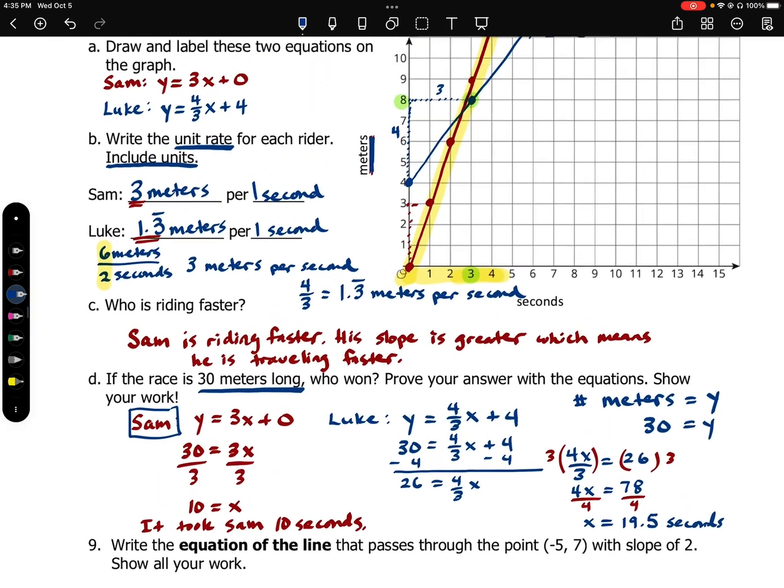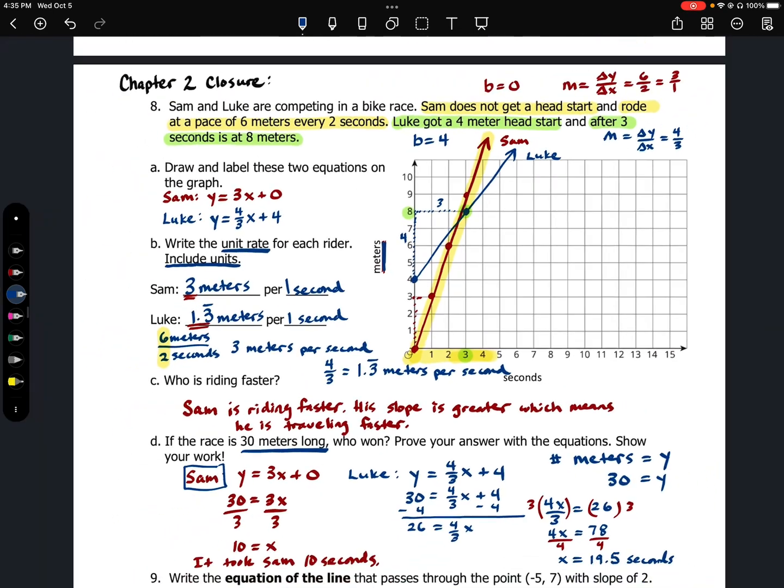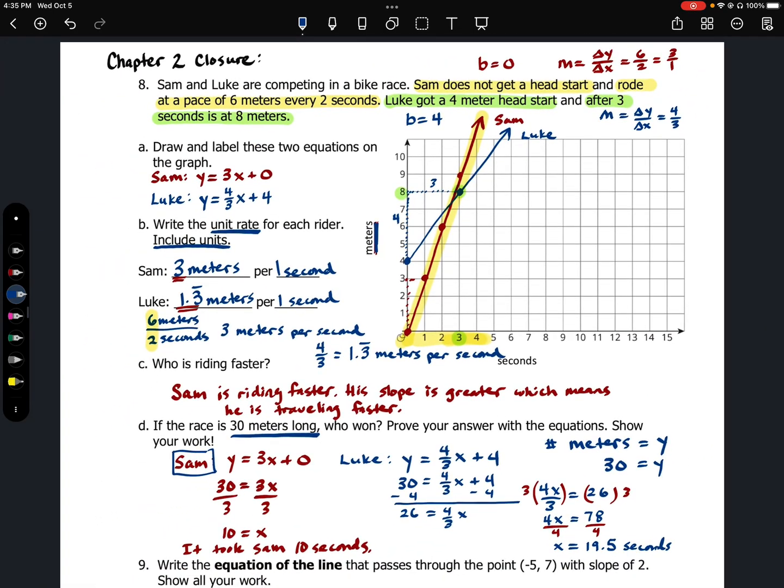All right, so that is the end of question number 8. If you have additional questions, please make sure that you ask in class.